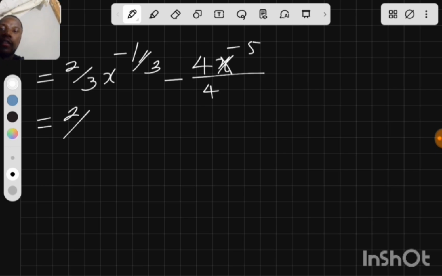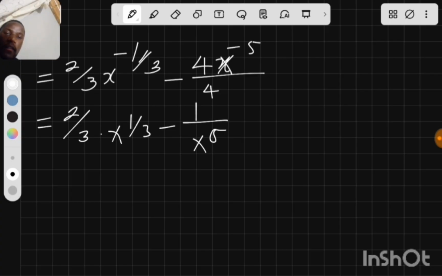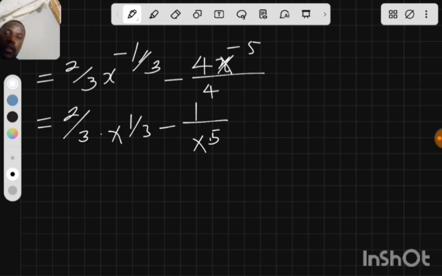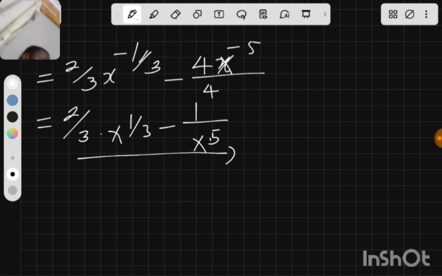With 2 over 3, since it is a negative power, you bring it down and you have x to the power 1 over 3 minus 4 divided by 4, which is 1 times x to the power, the same as 1 over x to the power 5. That's how we differentiate, guys. Let's look at 8.3.